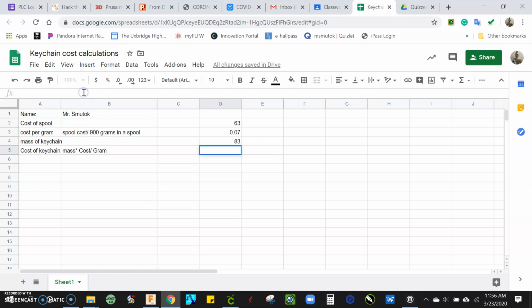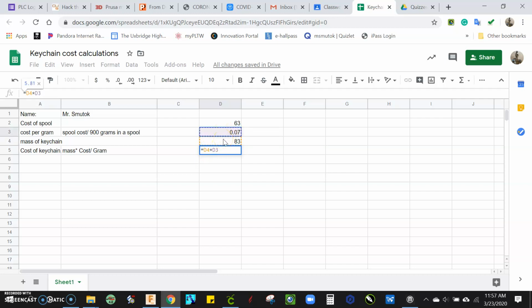So again, I'm going to use the formula bar, equals my mass times, now that's an asterisk, it's shift and the 8 key, it's not an X. If you put an X in there, it won't work. So there's my mass times that number right there.